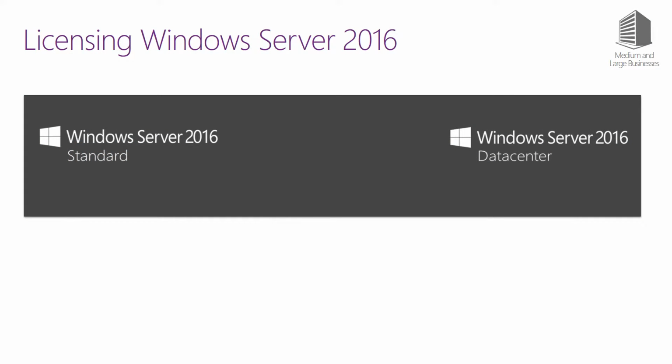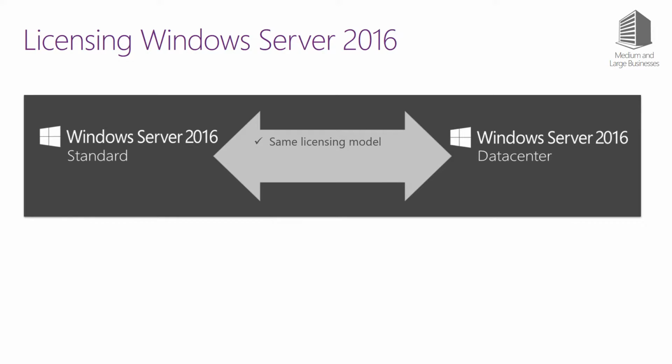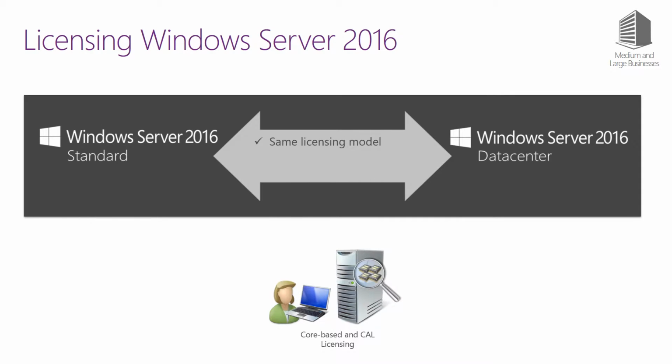Here are the two editions of Windows Server 2016 that medium and large businesses will deploy. Standard Edition on the left and Datacenter Edition on the right. Let's find out a bit more detail on these editions, and if we compare them, we'll see that the licensing of the two editions is exactly the same. We'll get more detail on the licensing model as we go through this session, but I can tell you at this stage that it's a core-based and CAL licensing model that is used for both editions.